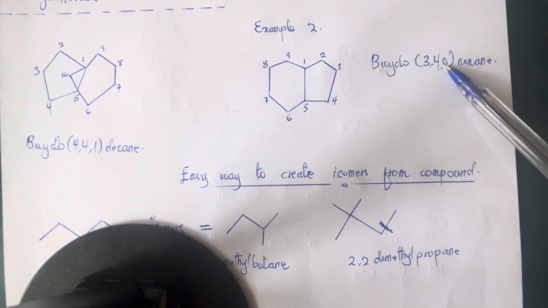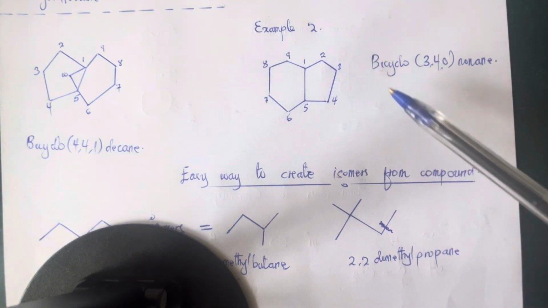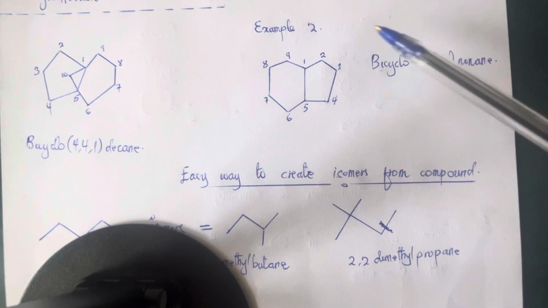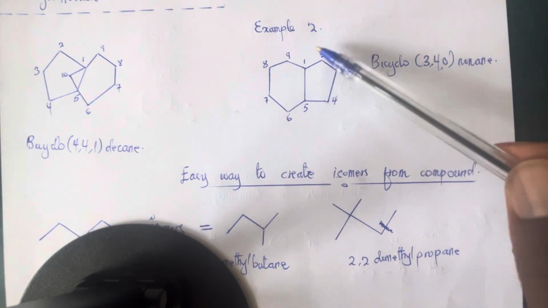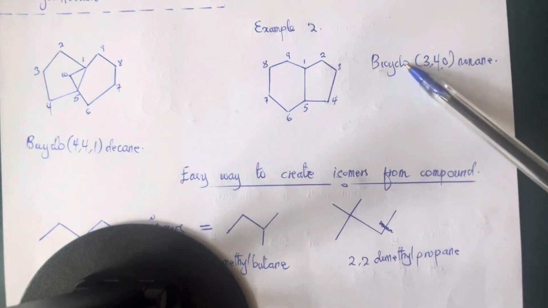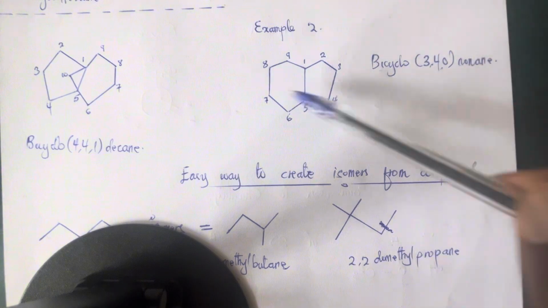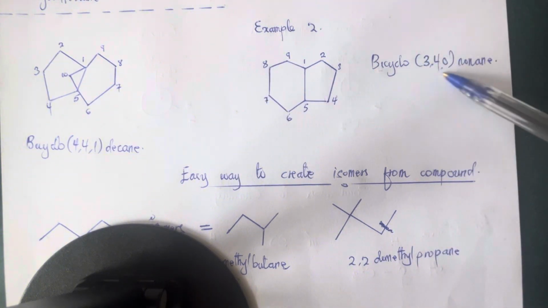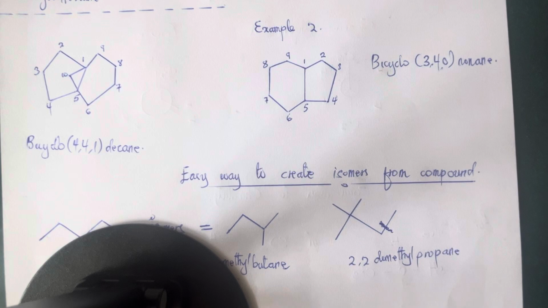So here the 0 is there, but when we take the right side, we have only 3 carbons on the right, which is 1, 2, 3. And when we take the left, we have 4 carbons. So now you could see 3, 4, 0. Bicyclo. You should always indicate the bicyclo because it is 2 cyclic compounds that have been fused to give 1. So it is bicyclo 3, 4, 0, nonane.